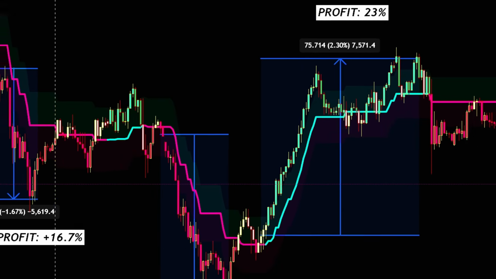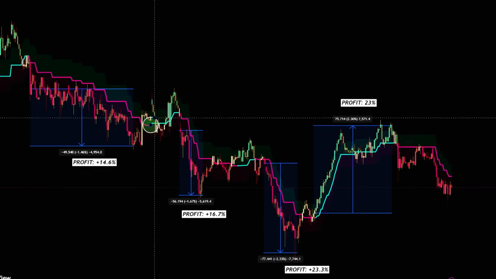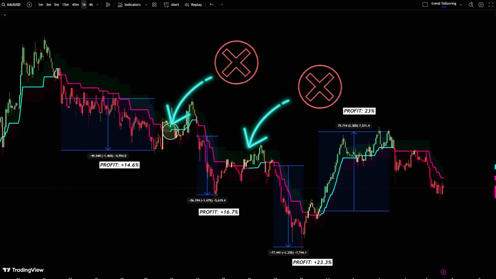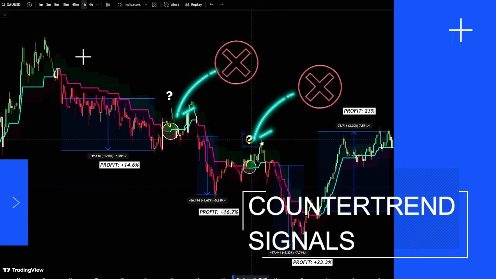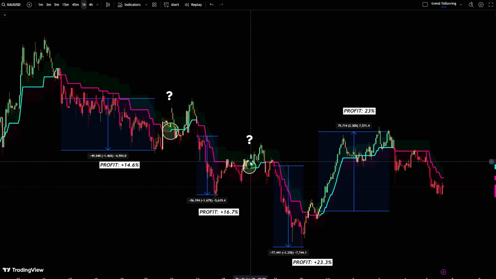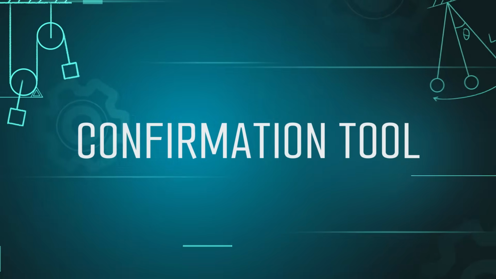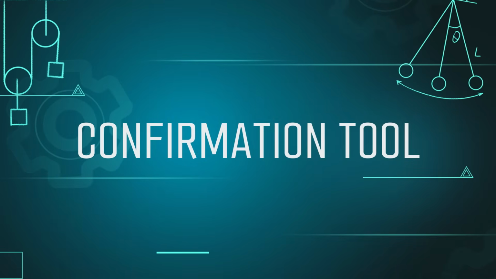But hang on, look closely at those buy signals right here. We didn't take those. And if we had, we would have lost money because these signals were going against the main overall trend. So how did we know to escape the bad ones? Well, we use a simple confirmation tool, and you guessed it, it's another totally free indicator on TradingView.